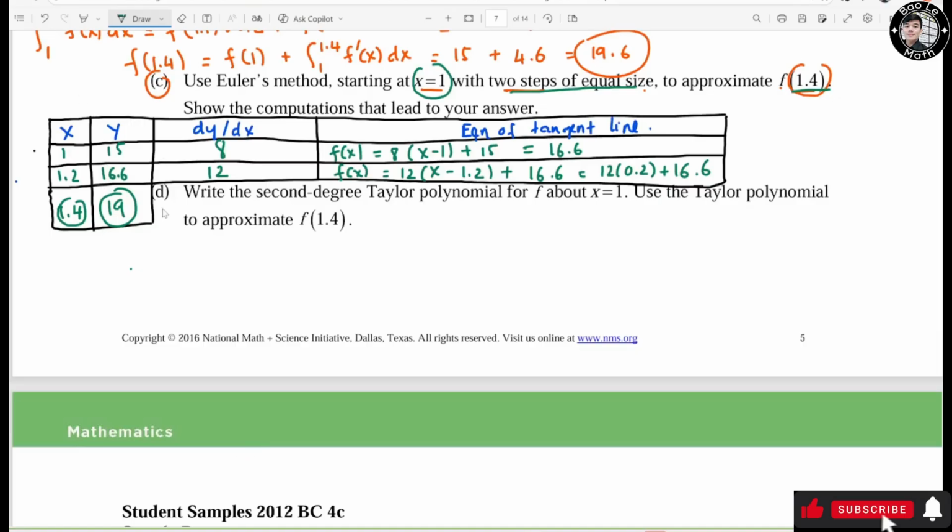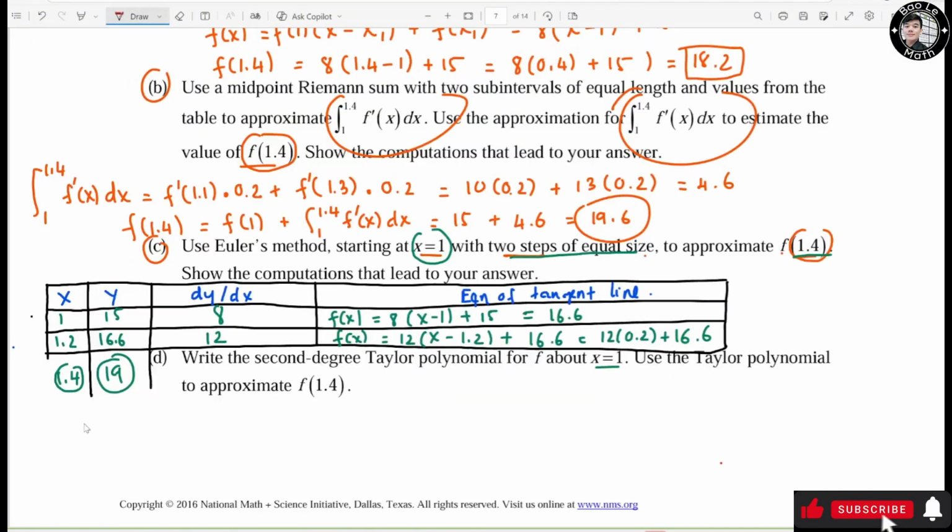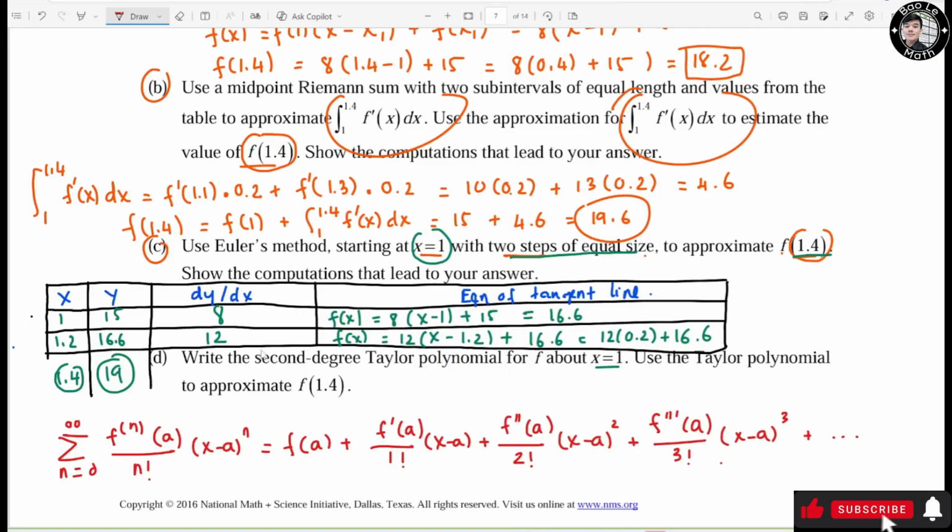Now let's move on to question D. Write the second degree Taylor polynomial for f about s equals 1. Alright, now we know that the Taylor polynomial expansion is given by this formula. Since the question wants you to find the second degree only, we stop right here, right? So we have t2 of s, when s equals 1, we have f of 1, right?